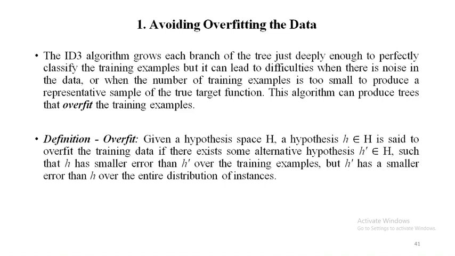So this is called the overfitting of the data. We are choosing two hypotheses from a given set of hypotheses H. h has smaller error than h dash over the given training examples, and h dash has a smaller error than h over the entire distribution of instances. This whole concept we call the overfitting of the data.